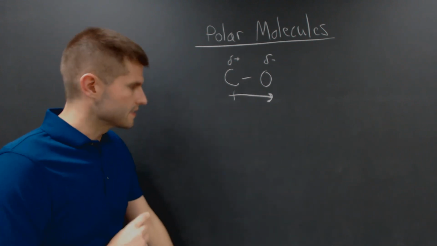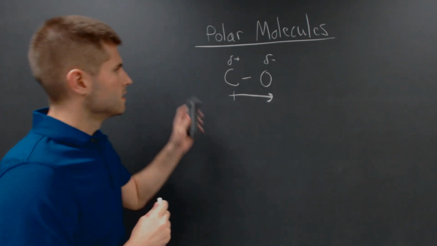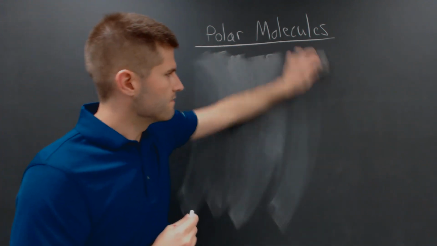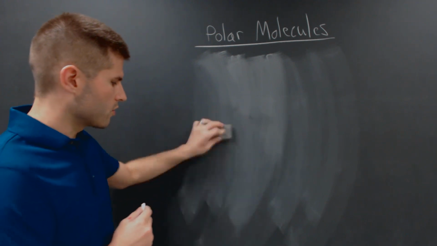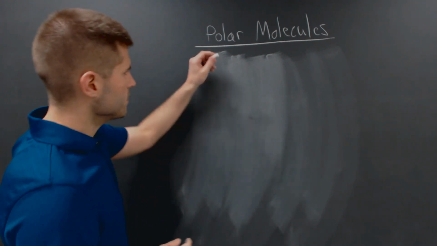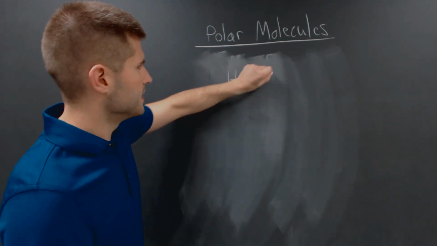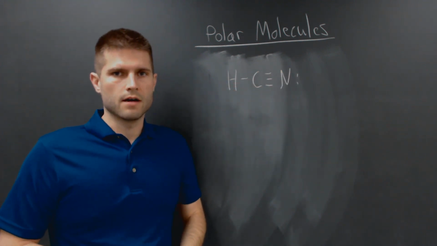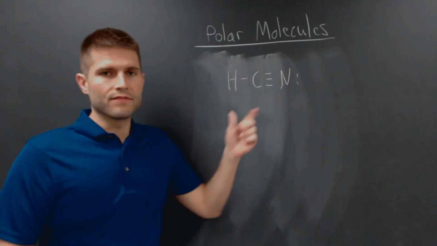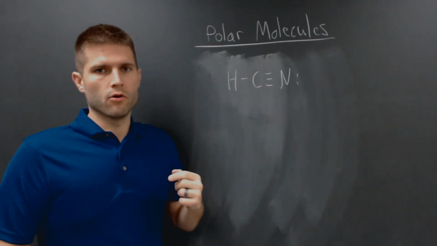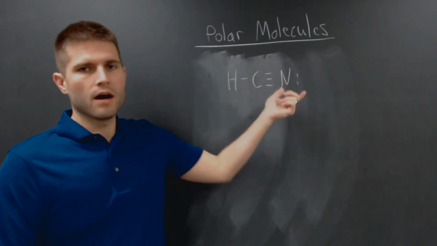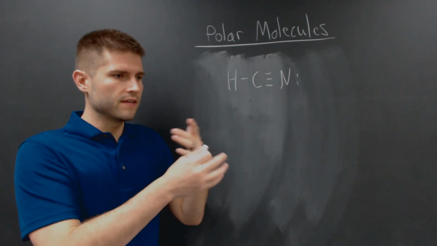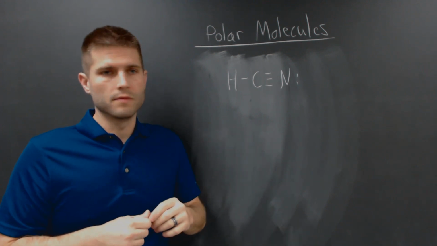Now let's extend this to a molecule. Let's look at the HCN molecule, and let's see if that is a polar molecule or a nonpolar molecule. This is the Lewis dot structure for the HCN molecule. The way we figure out if the entire molecule is polar is we have to identify if each bond is polar, and then do a quick comparison of the relative intensities of those dipole moments.